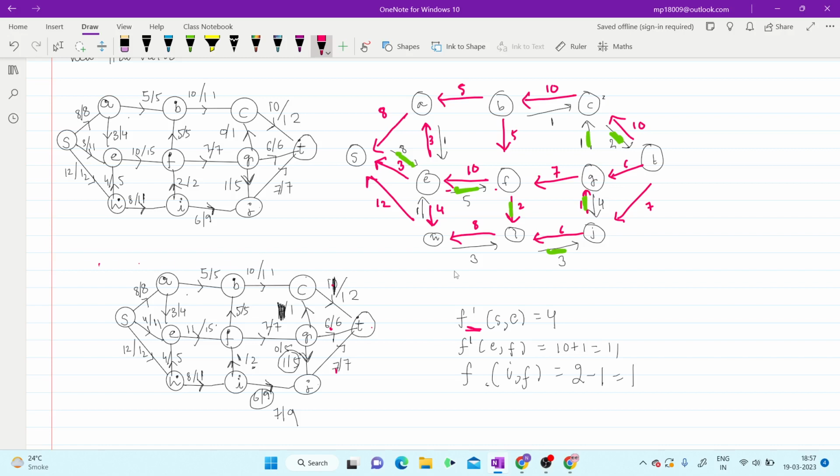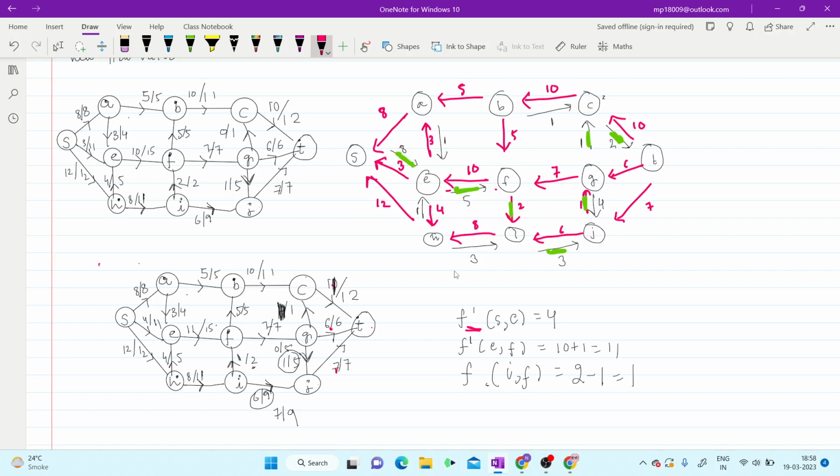Once you do this, you get this new flow. So this is the algorithm. Given any network, you start with any flow, for example zero flow on each edge, then you construct the residual flow diagram. From the residual flow diagram, construct an augmenting path, and from that augmenting path, construct a new flow. You keep on constructing new flows until you get a flow which has no augmenting path.